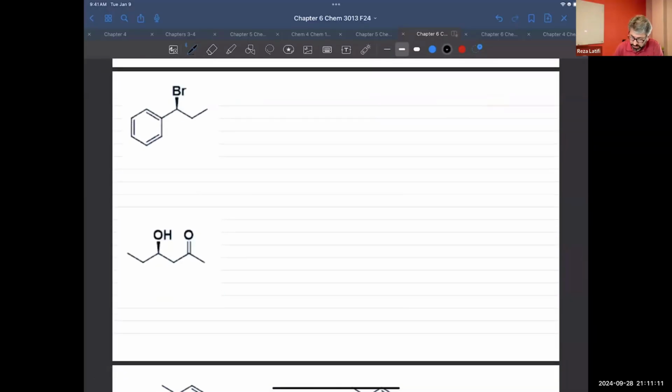How about here? Here you have bromine facing you. That means hydrogen is at the back of the molecule. Let's assign the priorities. We go number 1 for bromine.